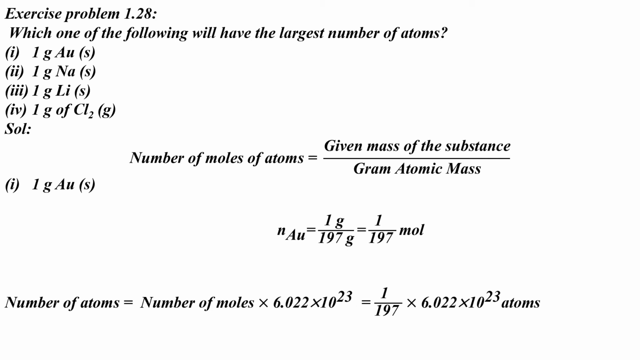In the next step, we find out the number of atoms present in 1 by 197 mole, that is 1 gram of gold, by the formula number of moles into Avogadro's constant. Here the number of moles present in 1 gram gold is 1 divided by 197. So Avogadro's constant is 6.022 into 10 raised to 23. On multiplying that, you get the number of atoms in 1 gram gold.